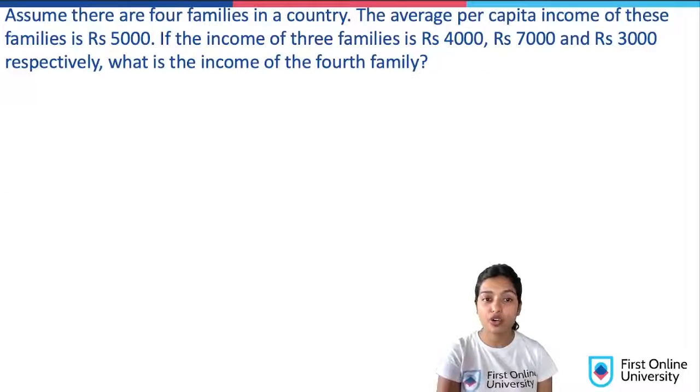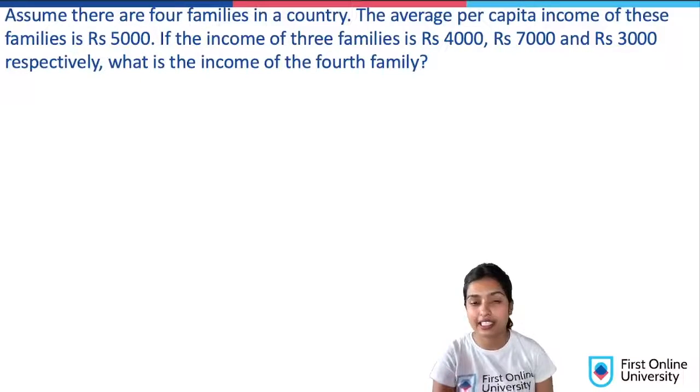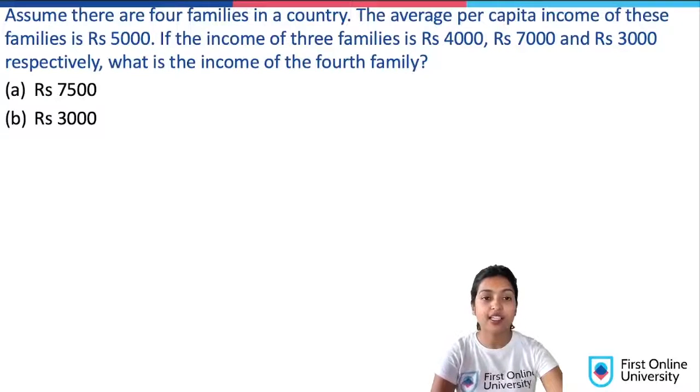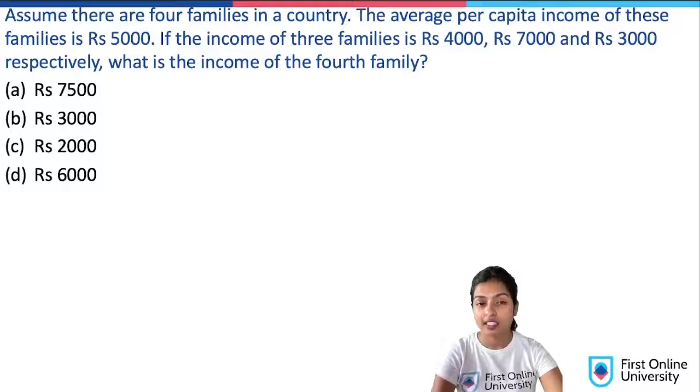Assume there are 4 families in a country. The average per capita income of these families is rupees 5,000. If the income of 3 families is rupees 4,000, 7,000, and 3,000 respectively, what is the income of the 4th family? This is more of a mathematical kind of question, but let us deduce the answer. A. Rupees 7,500, B. Rupees 3,000, C. Rupees 2,000, D. Rupees 6,000.